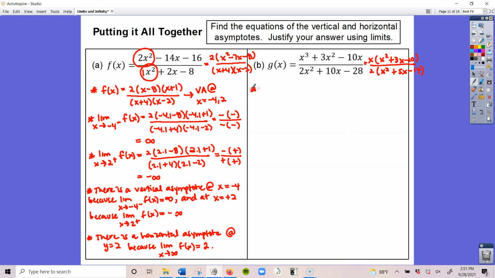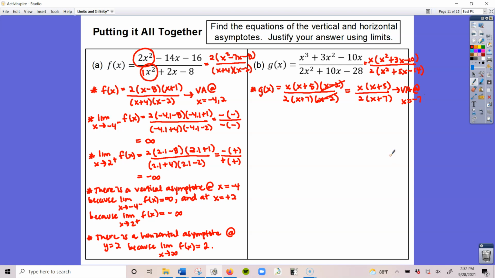Let's continue factoring that. We get g of x is equal to x times x squared plus 3x minus 10, which can be factored as x plus 5 times x minus 2, over 2 times x squared plus 5x minus 14, which is x plus 7, x minus 2. So now my x minus 2's cancel, and g of x is x times x plus 5 over 2 times x plus 7. So this means that we have a vertical asymptote at x is equal to negative 7.